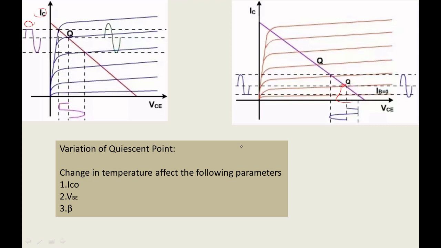So generally, what are the parameters? I said clearly: ICO, VBE and beta. Repeating again, ICO will double for every 10 degrees Celsius. So if I am working at 30 degrees, you have 2 microamps. If I change to 40 degrees, the 2 microamps becomes 4 microamps. That is double. VBE decreases by 2.5 millivolts for every degree Celsius, so at 31, 32, 33, 34, 35 degrees, every time it decreases by 2.5 millivolts. That will affect the input bias drastically, so that will change your base current also. Everything has to be considered.